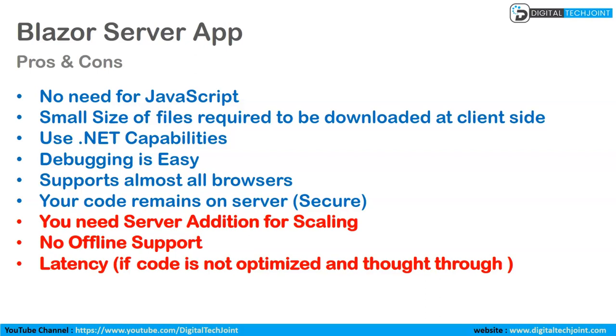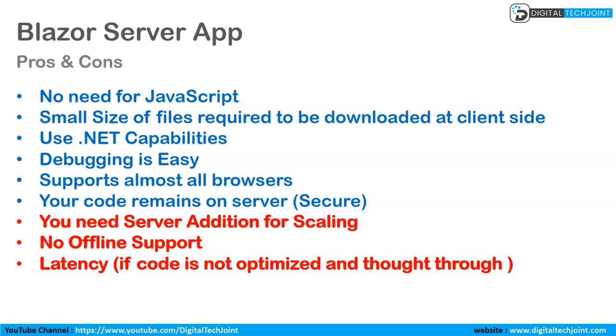In the Blazor Server App, there's no need for JavaScript. Small size files are downloaded on the client side. You can use the .NET capabilities. That means you don't need to learn JavaScript in order to create a full stack web application. Debugging becomes easy when you're using a Blazor Server App. It supports almost all the browsers. Your code remains on the server and doesn't go to the client side, so it doesn't get exposed to the client side.